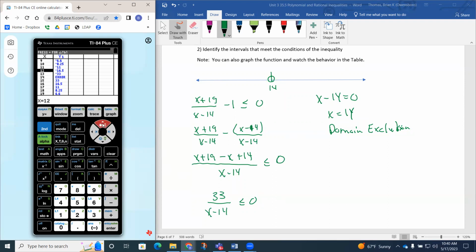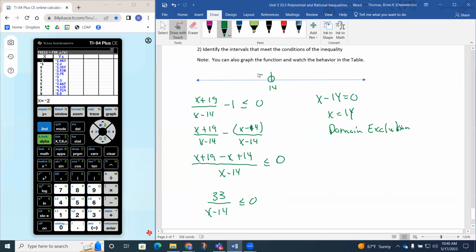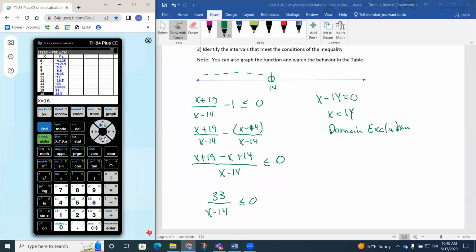Now, if I go left of 14, notice that I'm getting negative values. It looks like it stays negative as well. So there's no other sign change. These are all negative over here. Now, if I go to the right of 14, notice that we do get positive values. So there was a sign change there.